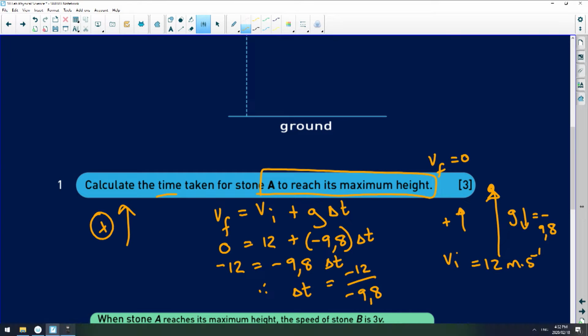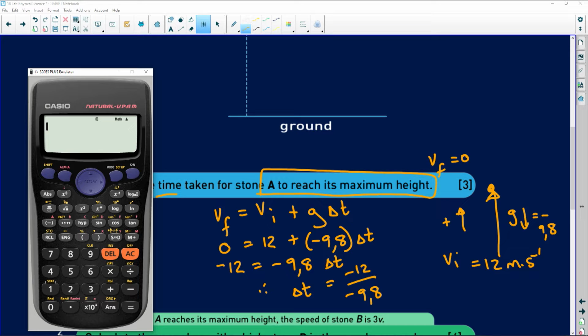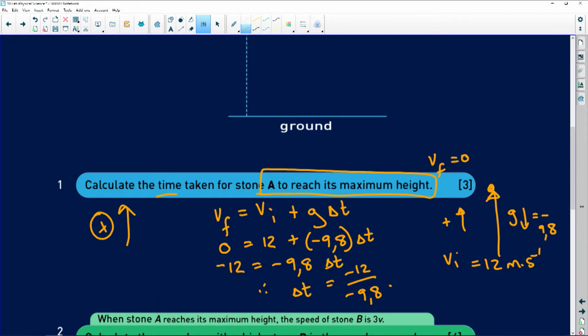And now we need our faithful calculator. It's not letting us down today. 12 divided by 9,8 is equal to 1,22. So the time in the air is 1,22 seconds. That was the time taken for the object to reach its maximum height. That was for stone A. So stone A was in the air for 1,22 seconds. Great. Let us look at the next question.